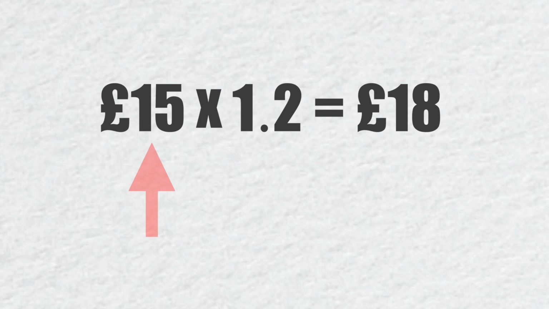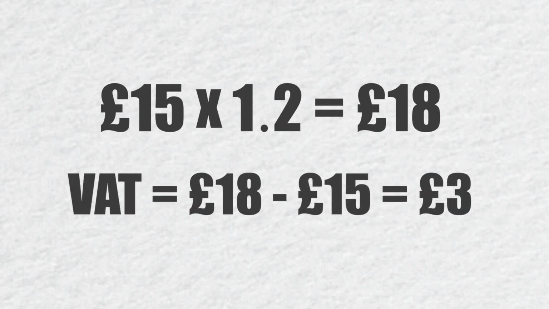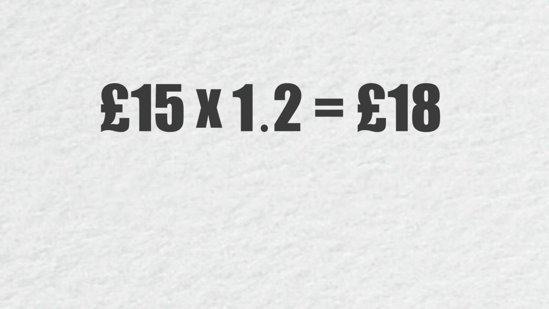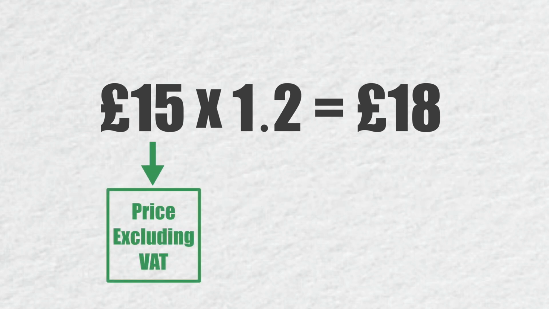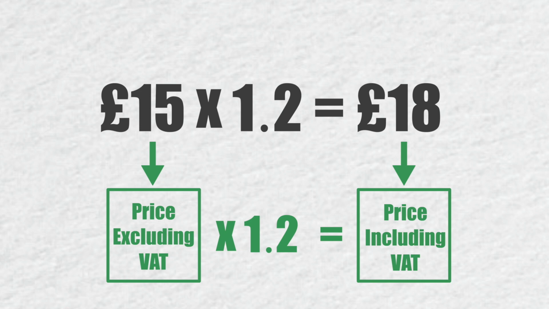So in this example, we looked at the original amount of £15, multiplied it by 1.2, and ended up with an amount of £18 including VAT, where VAT worked out to be £3. So this approach calculates and adds the VAT in one go. So we have the price excluding VAT multiplied by 1.2 is equal to the price including VAT.